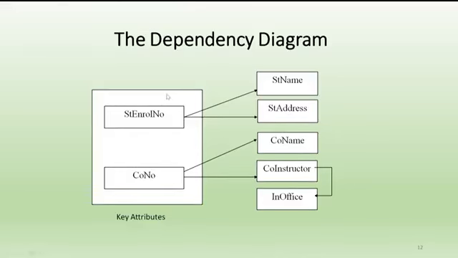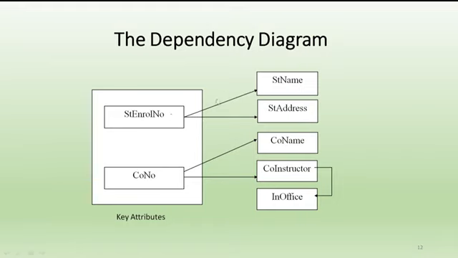What do we see? These are the primary key attributes, the key attributes. This is just one primary key. However, these two attributes are not fully functionally dependent on the primary key. Fully functionally dependent on the primary key means that student enrollment number and course number together should determine student name and student address. But that is not the case.